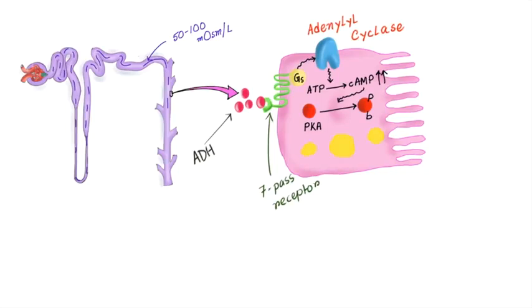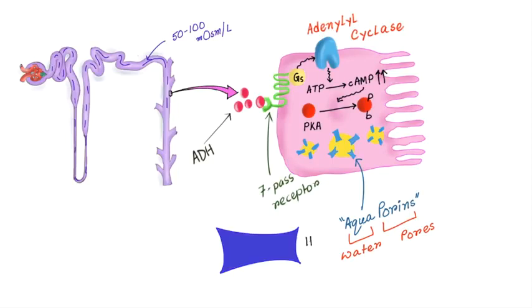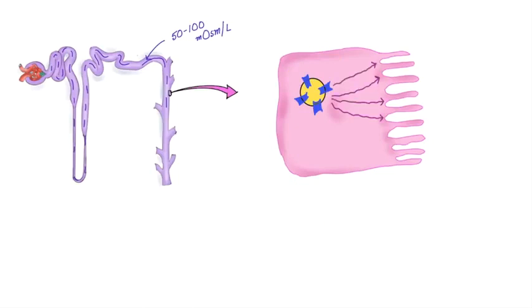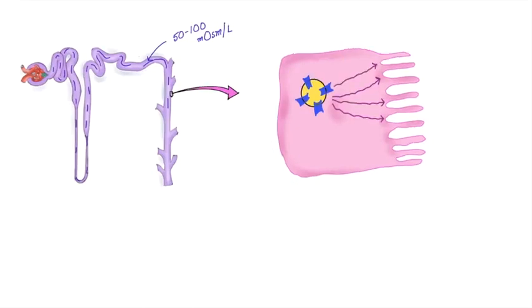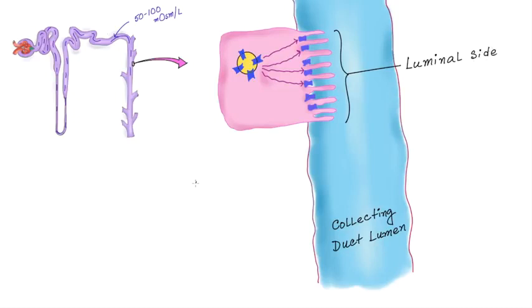Now you can see there are some intracellular vesicles. Those vesicles have some special protein channels which look like pores, and water can pass through them. That's why those protein channels are called aquaporins. Now protein kinase A phosphorylates those proteins and they get fused with the luminal membrane of the nephron. Another important concept: here you can see the collecting duct lumen. So this side of the cell is the luminal side and the opposite side is the basolateral side.